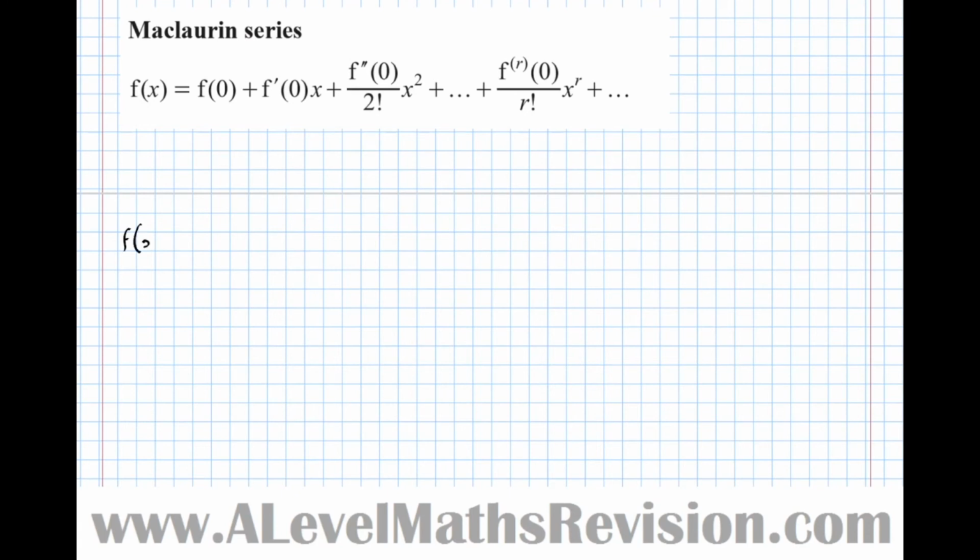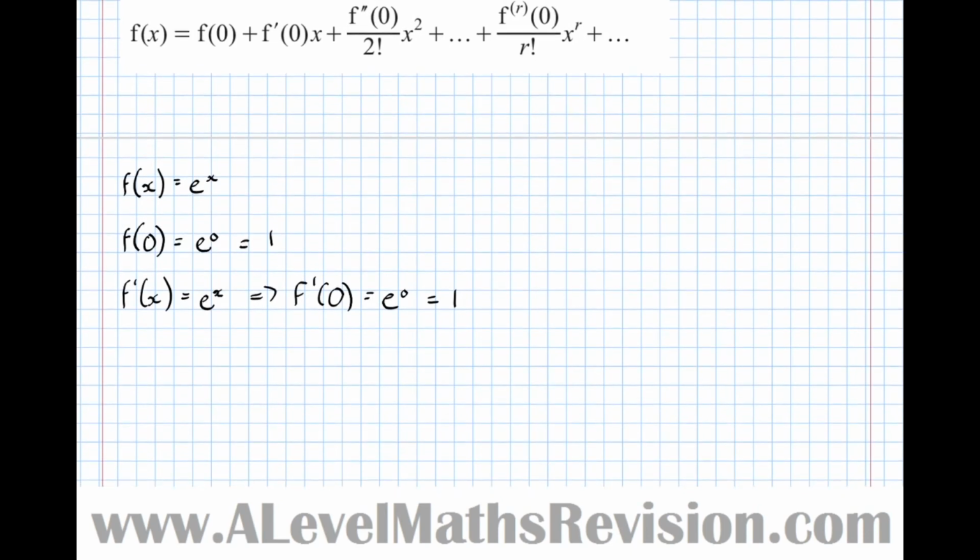So let's say f of x equals e to the power of x. Right, so the first constant here is f of naught. So f of naught equals e to the naught, which is 1. Then we're going to find f dash naught now. So f dash x equals e to the power of x, which means that f dash 0 equals e to the 0, which again is 1. F double dash of x equals e to the x, therefore f double dash of 0 is e to the 0, which is 1.